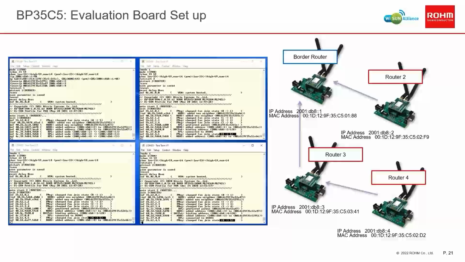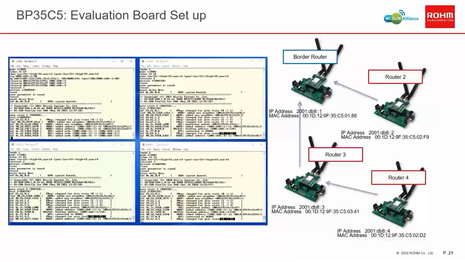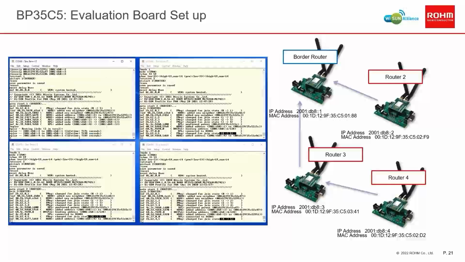Once you have confirmed that all routers are connected, the next step is to look at the routing information. To see this, run the rplsr command on the border router. This shows that router 3 and router 2 are connected to the border router, and router 4 is connected to router 3. The connections currently look like the schematic on the right. Therefore, we have demonstrated the self-forming capability of Wi-SUN technology.